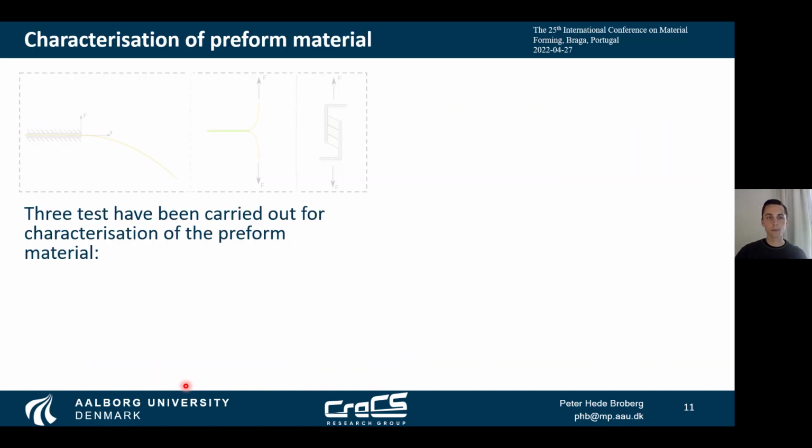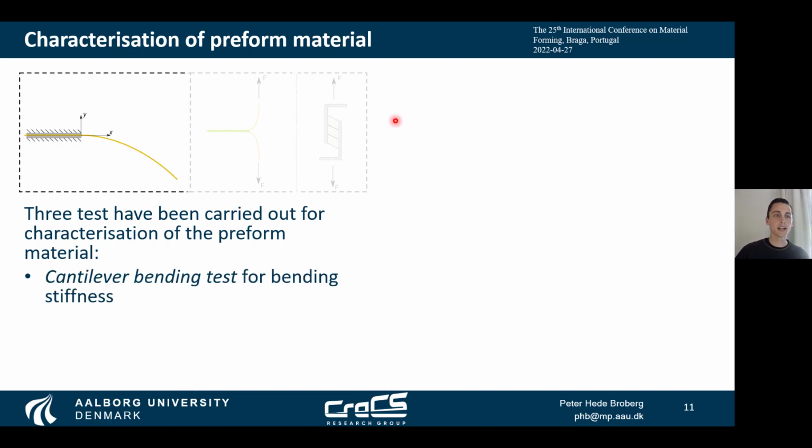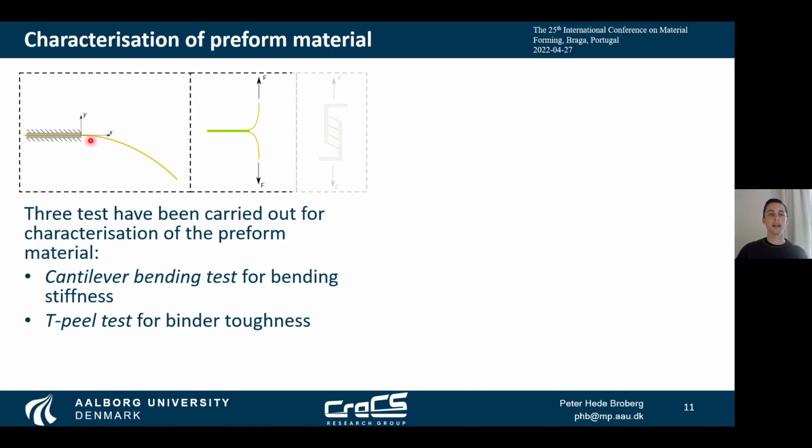So as input to the model, we have performed 3 characterization experiments. The first one is a cantilever bending test to characterize the bending stiffness of the non-crimp fabric. Then we have carried out a T-peel test to characterize the toughness of the binder interface.